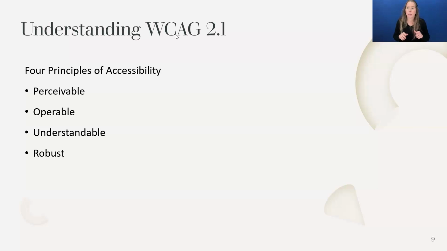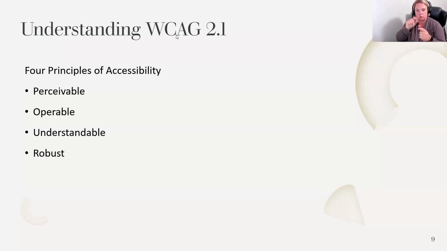Operable: components and navigation must be operable. So for example, someone without a mouse should be able to use the keyboard to navigate and find information on our pages. Understandable: users must be able to understand the information as well as the operation of the user interface. And this would include structuring your information so that there are headers and subheaders so that someone with a screen reader can just jump to a specific spot.